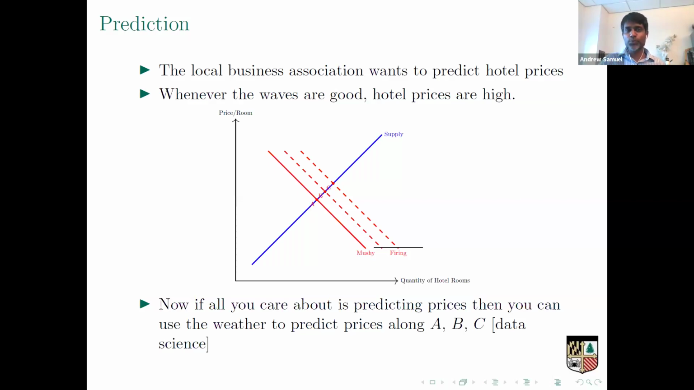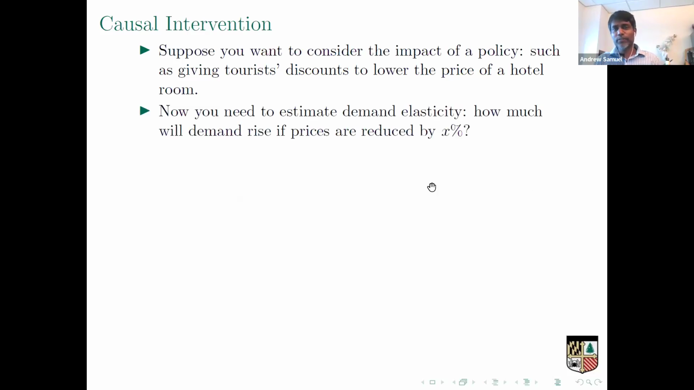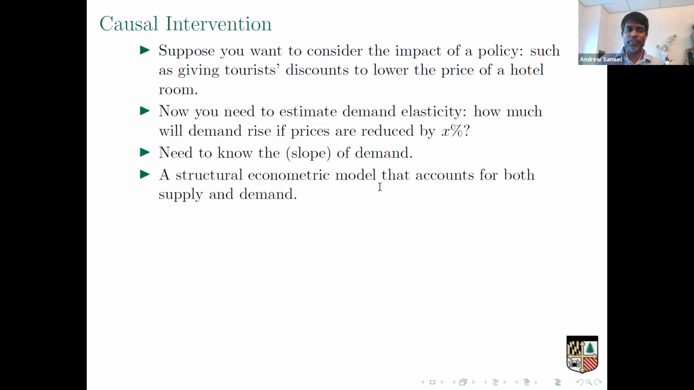The problem is this won't tell you whether, if you change prices, demand will rise or fall, or if you change some other lever, whether demand will change. For that, you need some way to capture or estimate the supply and demand curve. Suppose, for example, the local business authority wants to give tourists discounts to lower the price of a hotel room. Now, if you remember your economics, you've got to estimate the demand elasticity. How much will demand rise if prices are reduced by some percentage? You need to know the slope of the demand.